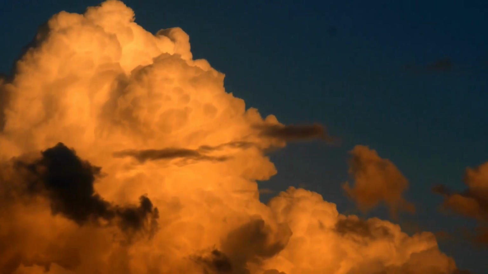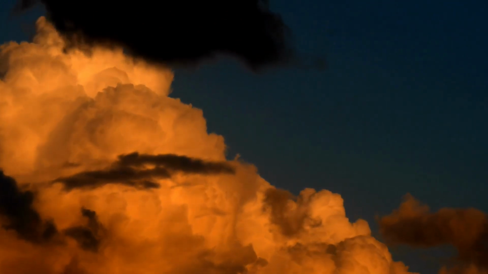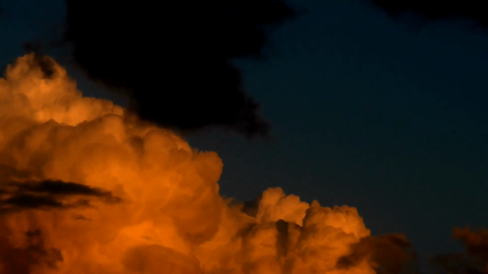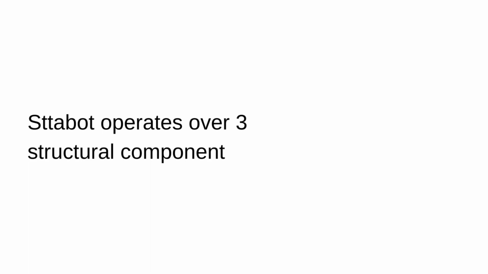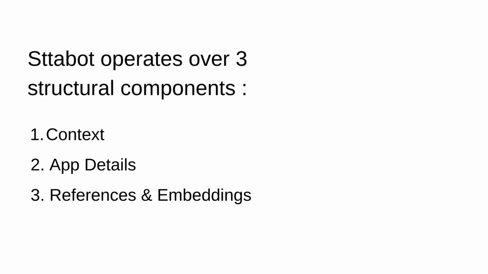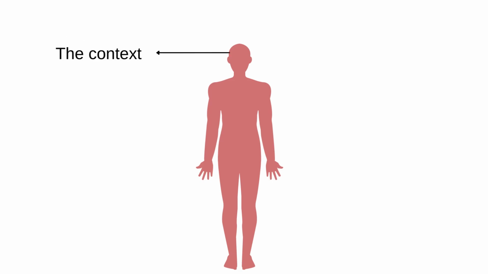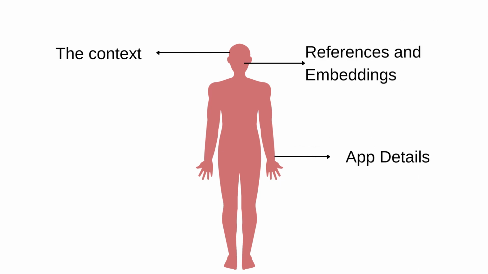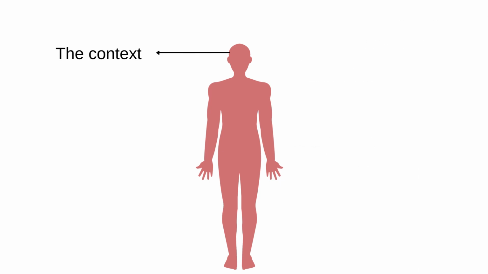Now, apart from the fundamentals of your AI, there are also some structural components of AI that you need to understand. Sttabot operates over three structural components. Number one is the context. Number two is the app details, and number three is the references and embeddings. Consider Sttabot AI as the human body. Then, the context is the brain, the app details is the body, and the references and embeddings are the neural sensory system of the body.